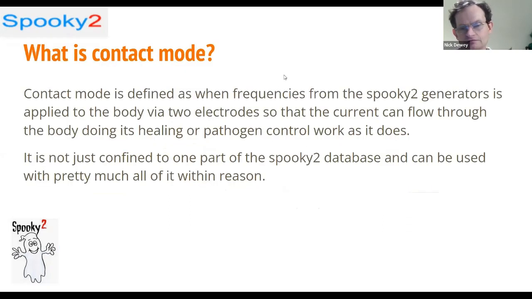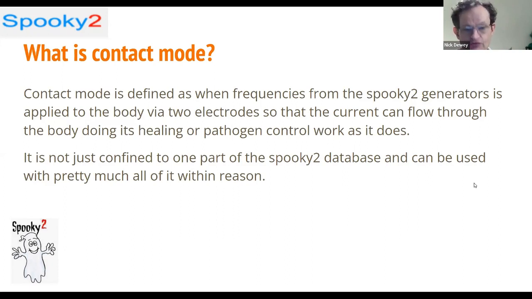All right, so let's start from the very basics. What actually is contact mode? It can be roughly defined as when we put frequencies from the Spooky2 generators, from the database, applied to the body via contact electrodes, 2 of them. You don't have more than your 2 electrodes or more than 1 generator working on your body when using contact mode with Spooky2. You can do that with a Hiwi microgen, but you can't do that when using Spooky2 generators. So there's a distinction between how you might use Hiwi microgen and how you might use Spooky2 generators themselves.